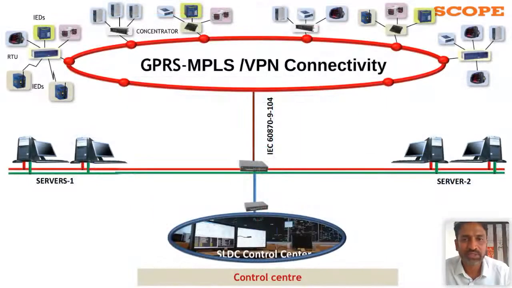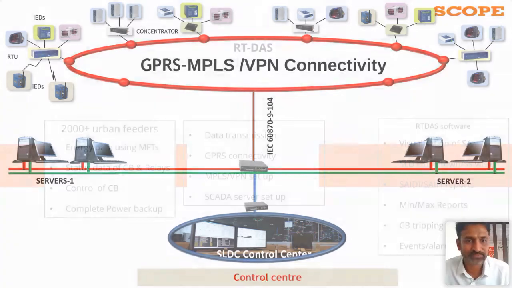When it comes to the control center, we have established MPLS or VPN connectivity. From there, all the data is connected over the 104 protocol and sent to the single-end SLDC at the control center. This is the control center architecture.